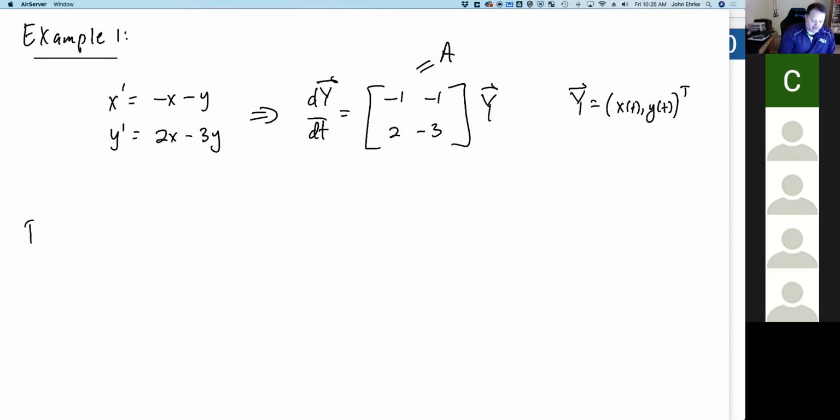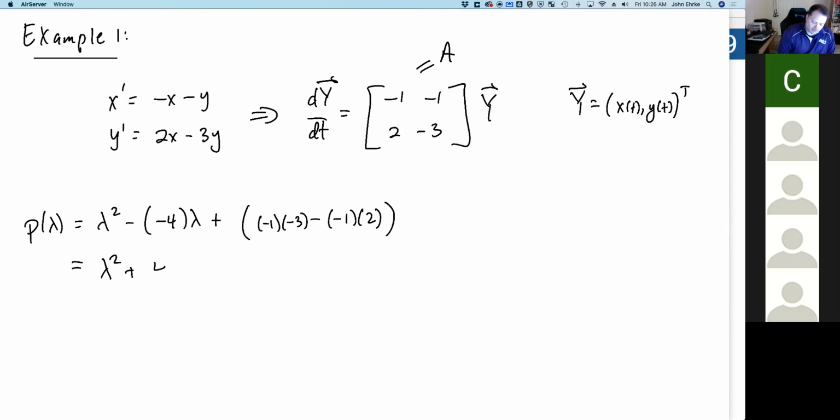So I'm going to write down my characteristic polynomial. It's lambda squared minus the trace. The trace of that matrix is -4. Remember, the trace is the sum of the diagonal. So -1 plus -3 is -4. And then I'm going to add on the determinant. So the determinant is -1 times -3 minus -1 times 2.